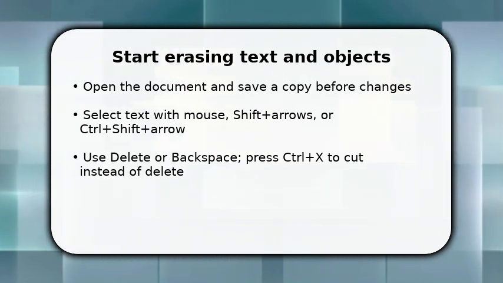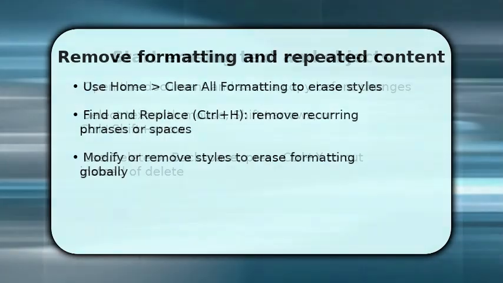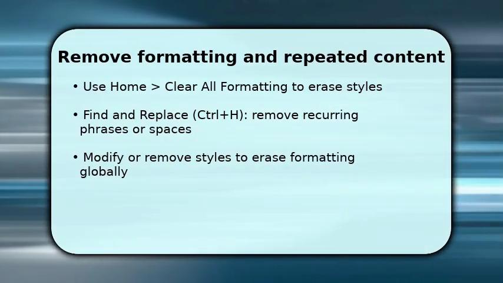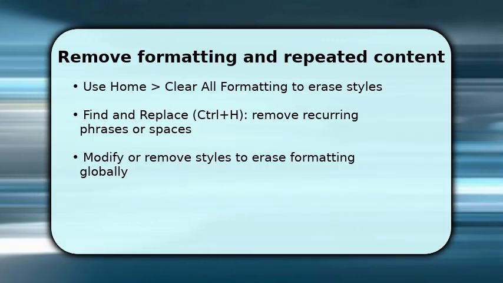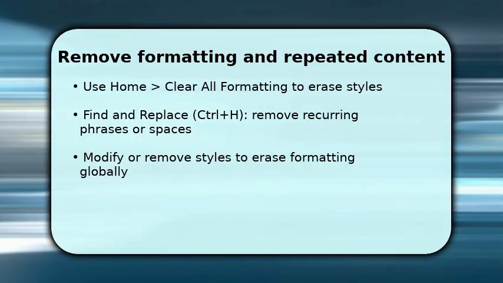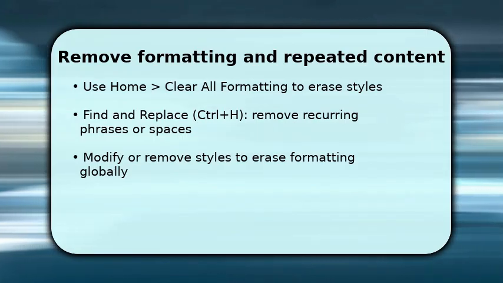Once text is gone, you often need to erase leftover formatting. Use Home, then Clear All Formatting to strip fonts, bold, and direct styles from selections. For repeated content, open Find and Replace with Control plus H, enter the phrase or special character, e.g., ^p for paragraph, and replace with nothing to delete across the doc. If formatting persists, update or delete the applied style from the Styles pane so changes apply globally. This prevents manual fixes on every paragraph.